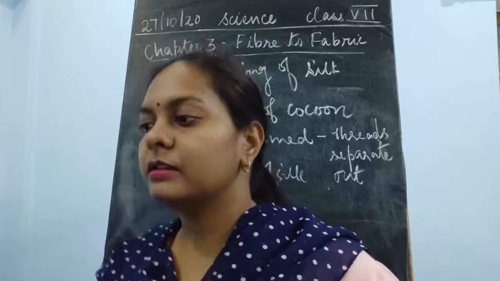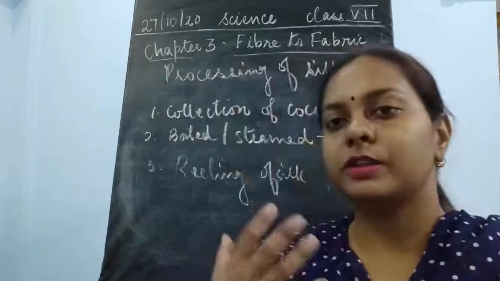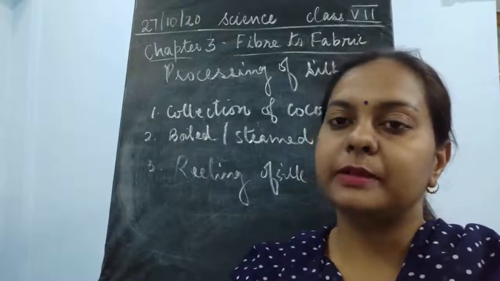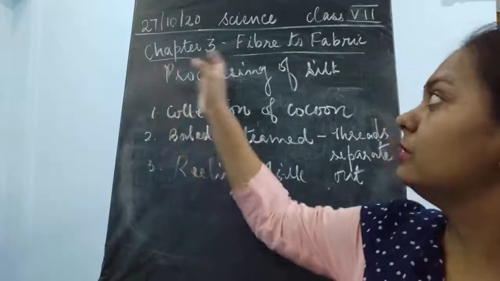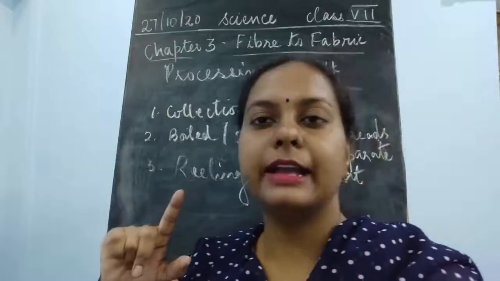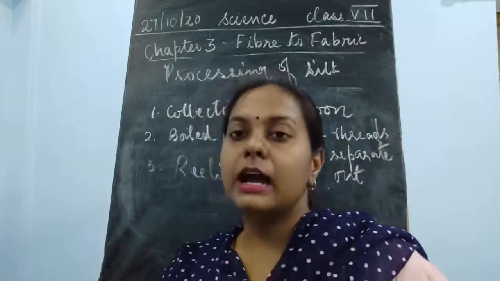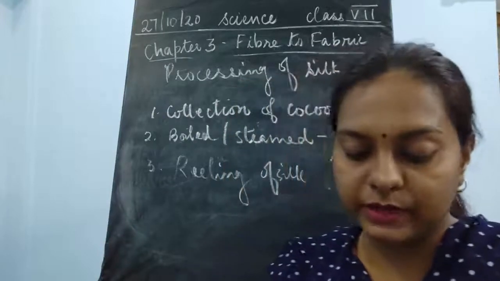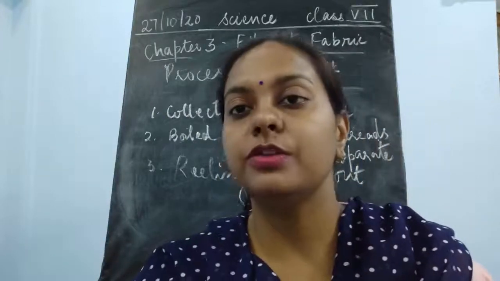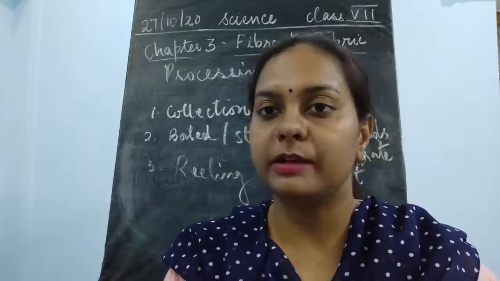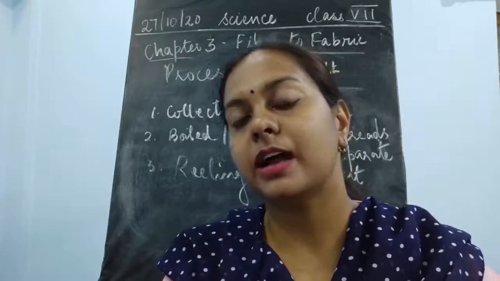So I think this was about the processing of the silk, as well as how the silk fibers are obtained from the cocoon to the silk thread. So first thing is that rearing of the silkworm is being done by the farmers from the egg. It will be made into a new stage called the caterpillar, which will be feeding on the mulberry leaves, because the mulberry leaves are the favorite food.